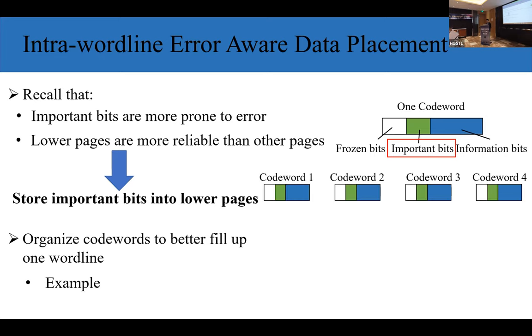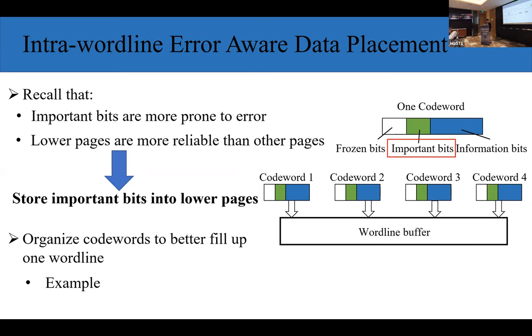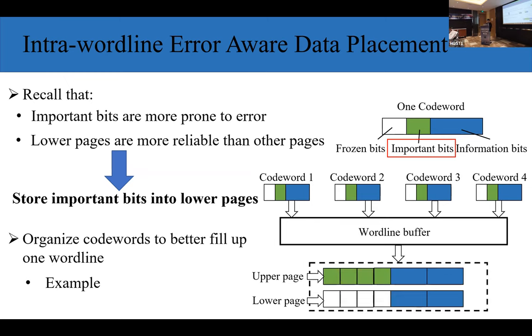Here are four code words of polar codes with the same code rates. Before they are stored on the wordline, these code words are first buffered in the page buffer to fill up the size of a wordline. EVPC then performs the reorganization operation. It places those important bits into the left of the lower pages and frozen bits into the left of the upper pages. Those information bits are placed into the rest of the space of the wordline.